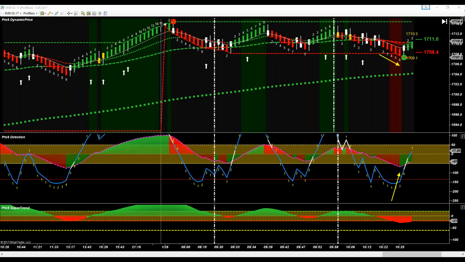A question from Ray. Are colors on the super trend the default colors, or you have customized them? My neutral zone is blue rather than a light brown. So you may just need to update your version of Pro 9. And you can swing by the ADT website to do that.